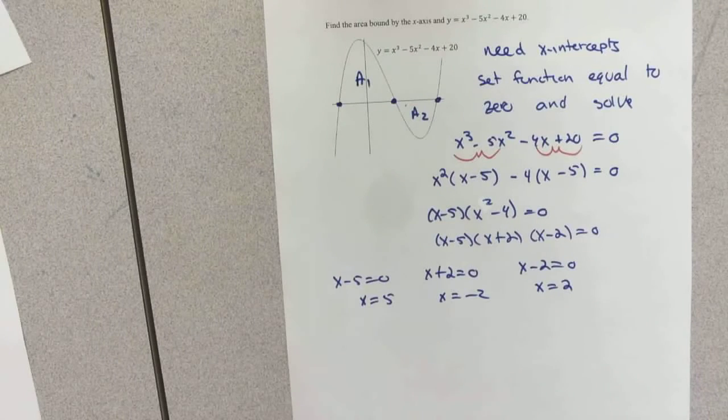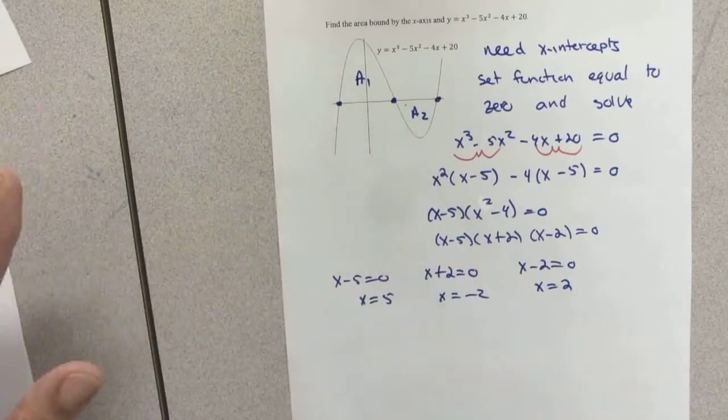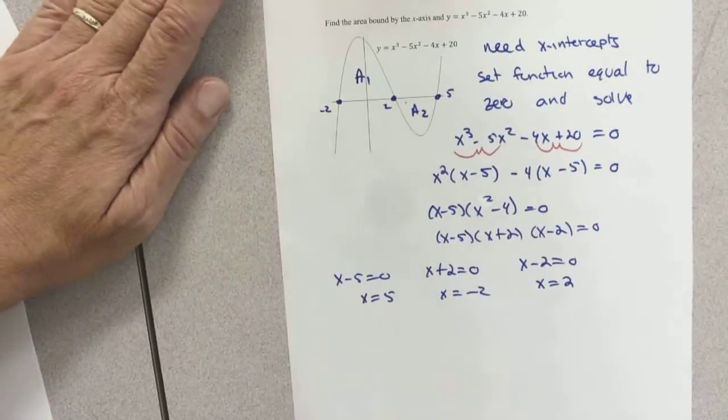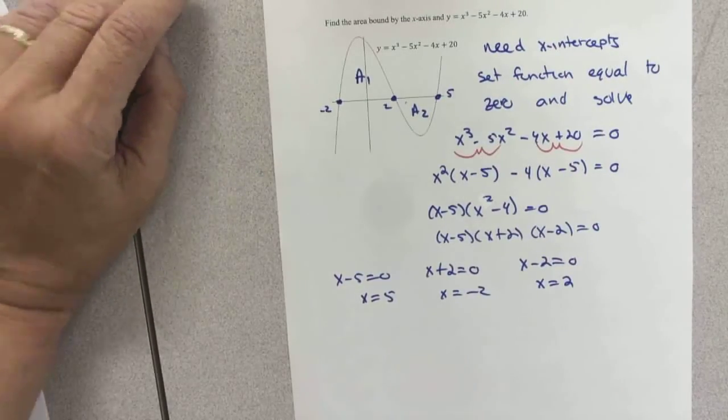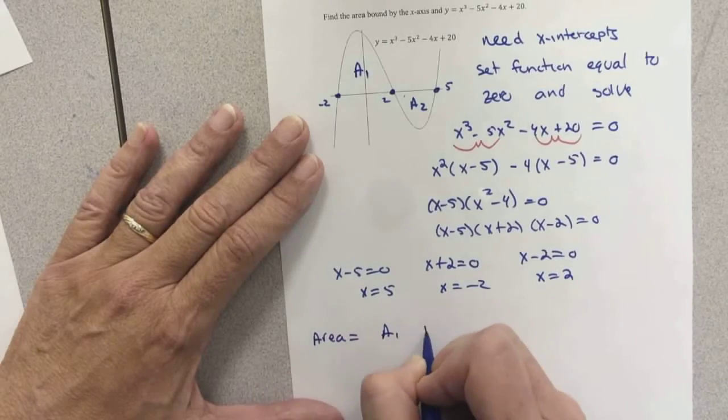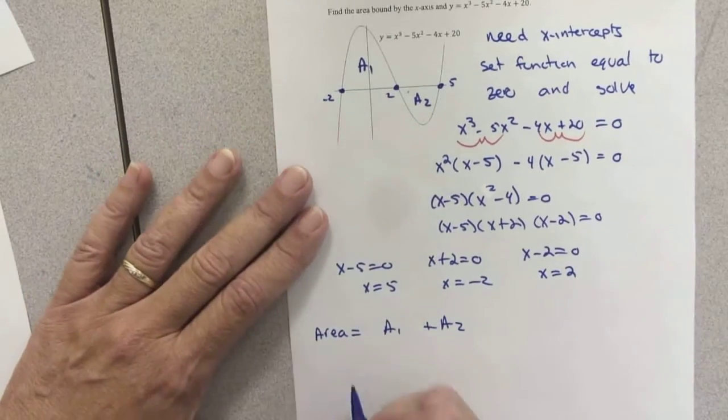Now, if I hadn't suppressed the tick marks, you would look at it and say, does that make sense on my graph? And even without my tick marks, that makes sense, that this looks like negative 2, 2, and 5. That looks reasonable. So my area is going to be A1 plus A2.